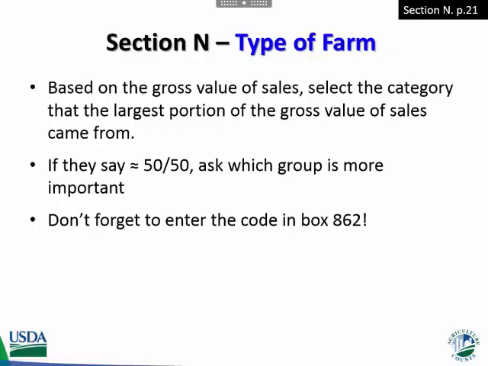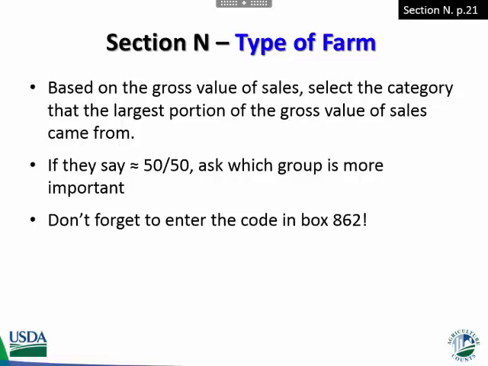So for the type of farm, we're basing this on gross value of sales, and you're going to select the category that the largest portion of their sales came from. If they say it was about 50-50, ask them which group is more important. And if they still just can't answer, then put a note off to the side. Say it was grain and cattle equally important. But do your best to get them to pick one.